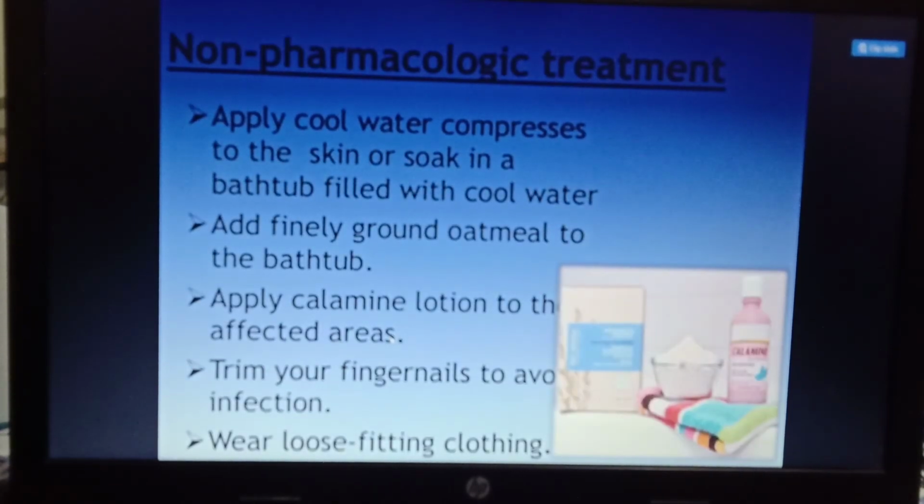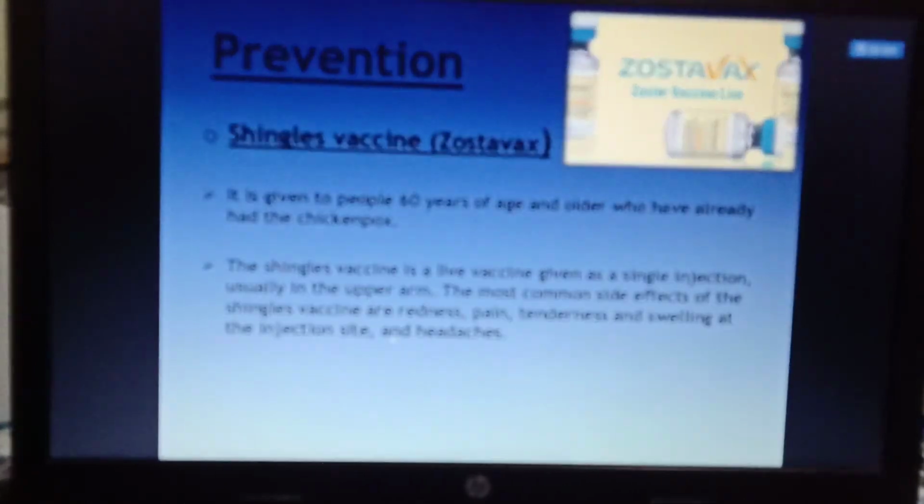And in the non-pharmacological treatment, you can apply cold water compresses to the skin and soak in a bathtub filled with cool water. Whenever you do that, you will feel comfortable. Okay, and finally add ground oatmeal to the bathtub and apply calamine lotion to the affected area, and trim your fingernails, so that whenever you scratch, it will not spread to other parts. And you have to wear loose fitting clothes, because tight clothes will cause more itching and irritation, so that you have to avoid.